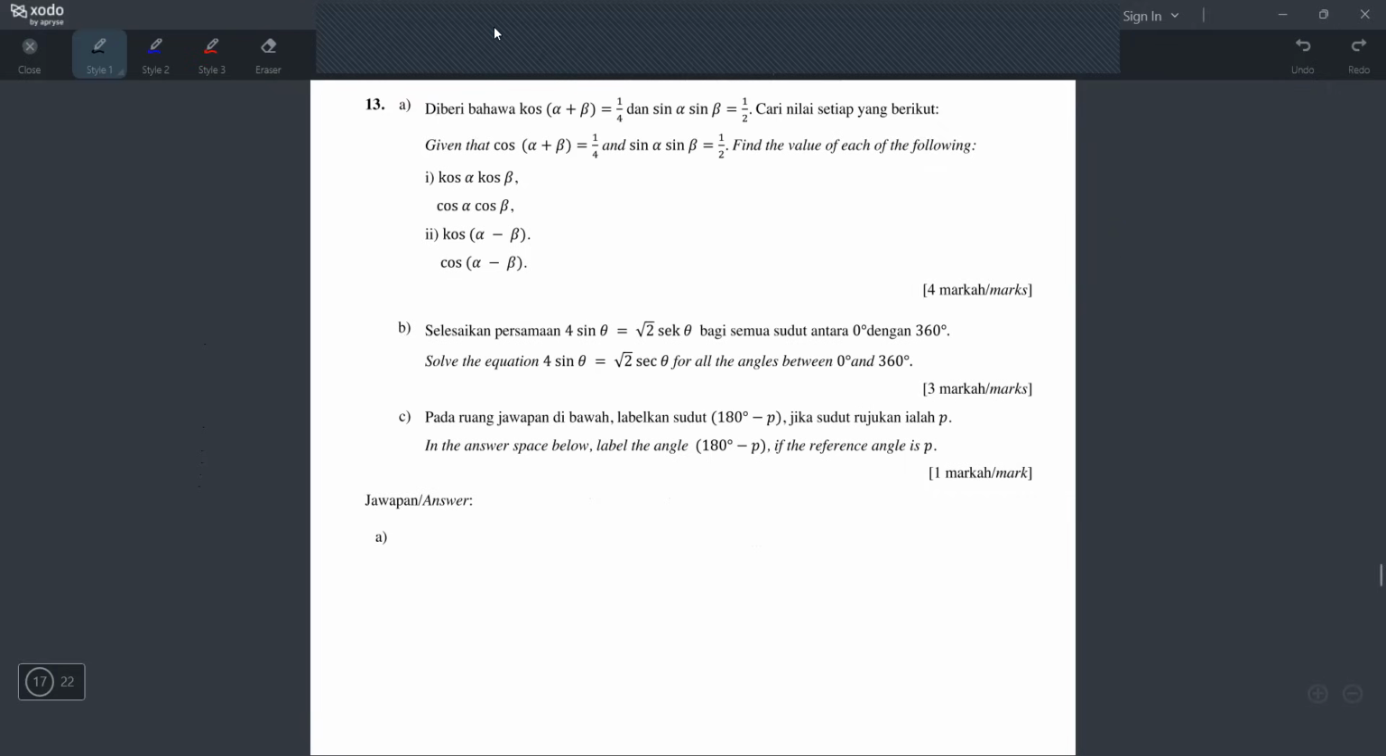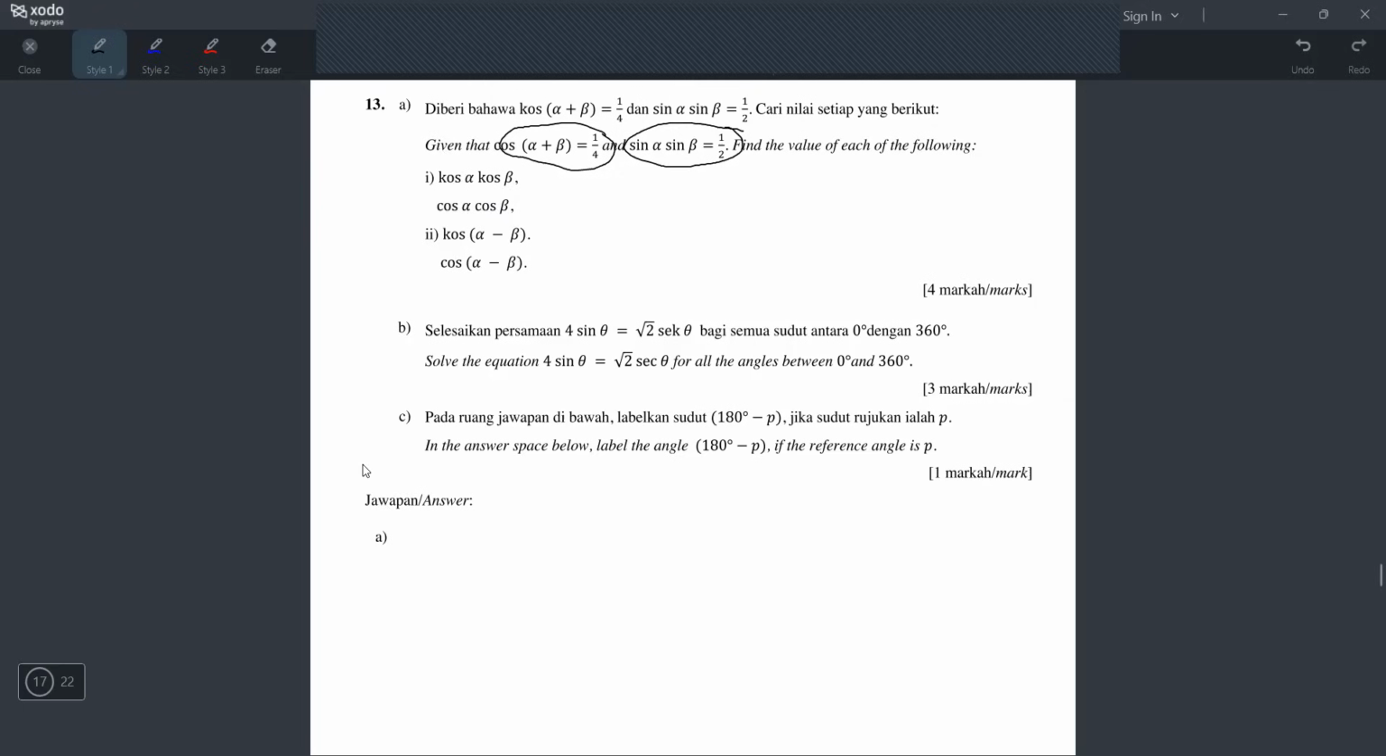Okay, this question is a trigo question. So let's read the question. Given that cos alpha plus beta equals 1 over 4, this is the information that we will use later. And then sine alpha sine beta is 1 over 2. It's another information. Find value of each of the following: cos alpha cos beta, and the second question, cos alpha minus beta. Okay, how do we find cos alpha cos beta?